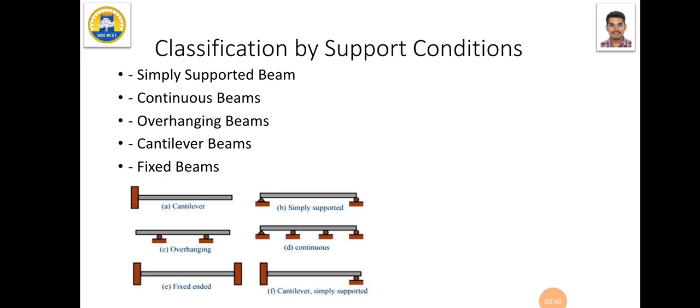So anything that is fixed on both sides, if you take your own house, the beam in your house is completely fixed. And cantilever, your sunshade will be a cantilever. And continuous beams, you might have seen these metro rail bridges, that is an example for continuous beams.